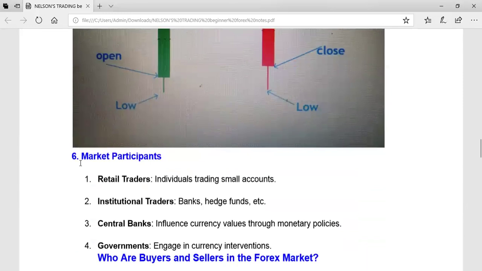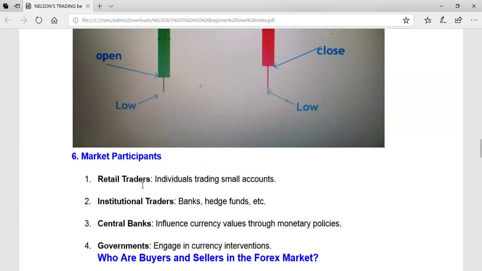So, for example, at this point, we are going to the market participants. At first, we have the retail traders. Retail traders are individuals trading small accounts. For example, if you are trading $500, $10, $20, $1,000, you are a retailer. So retailers are those individuals who are trading with a small amount of capital, who have small capital. So those are the people who are trading.